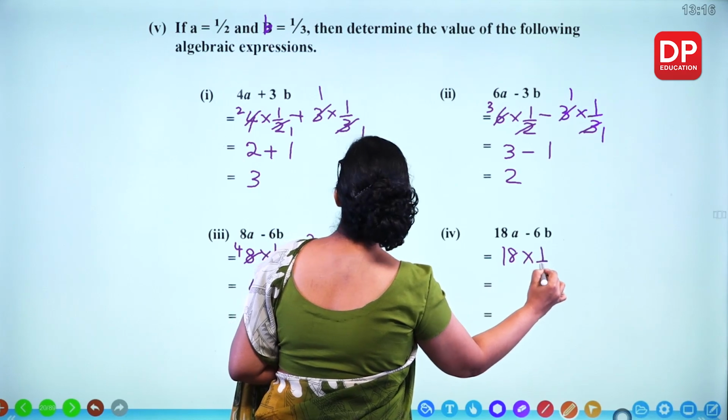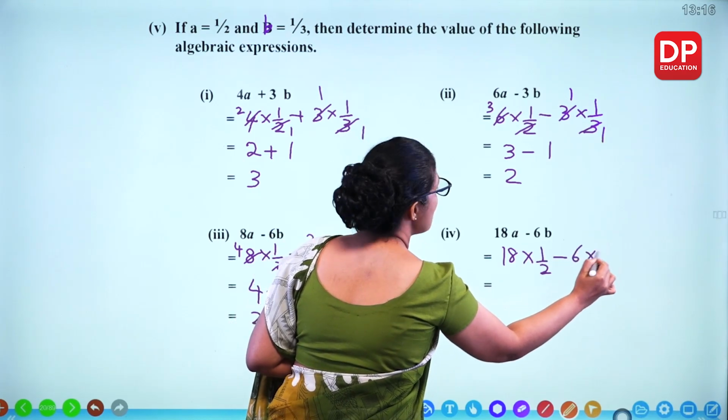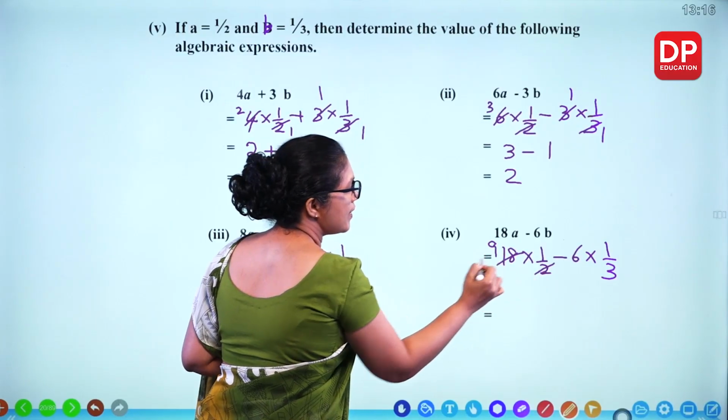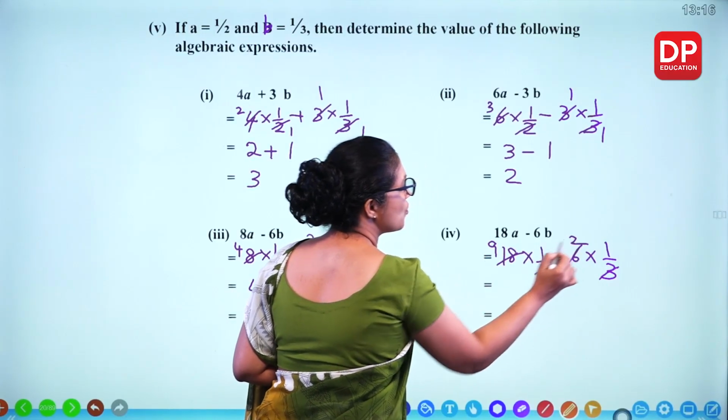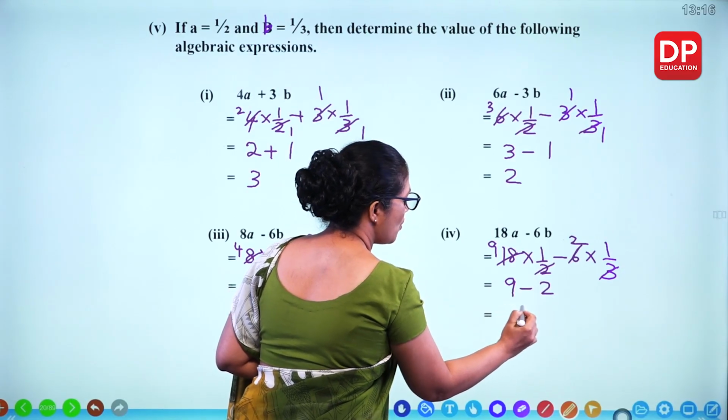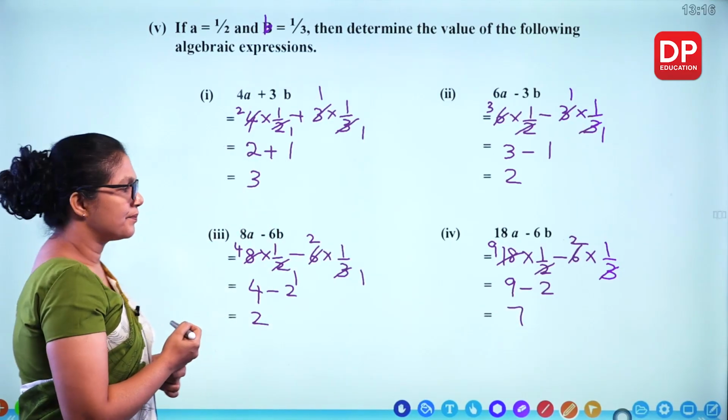18 times half. 6 times 1/3. 2 and 9. 3 with 2. So what's the final answer? 9 minus 2. Answer is 7.